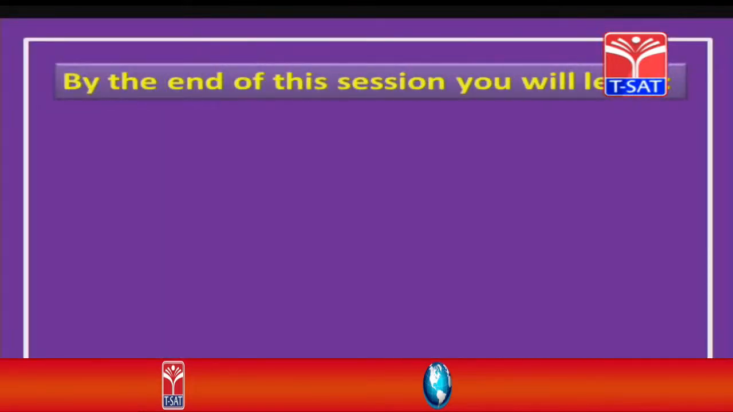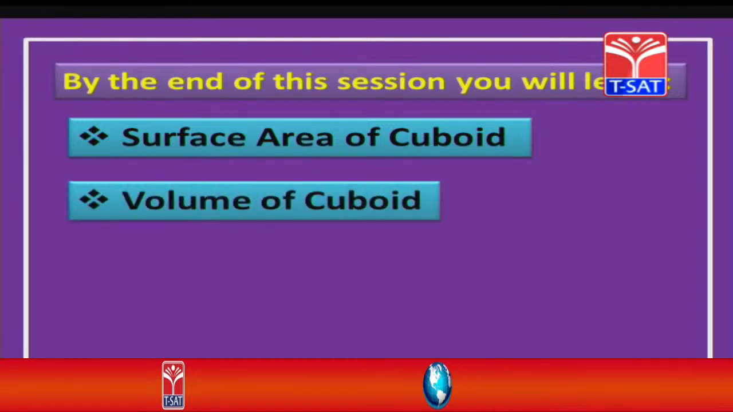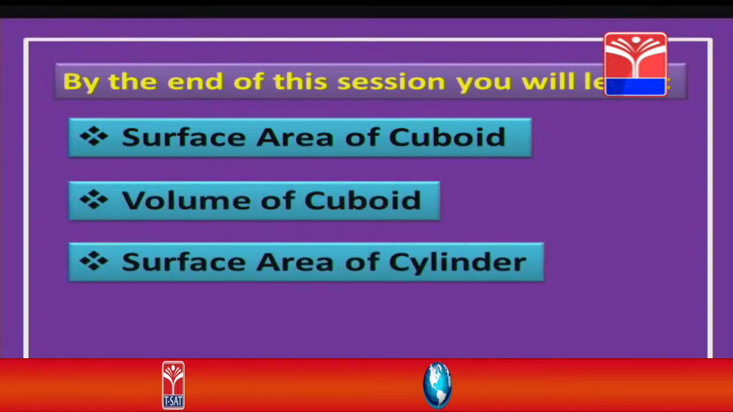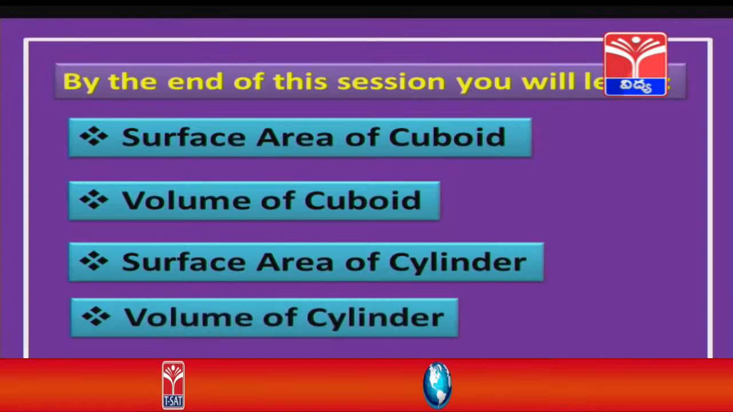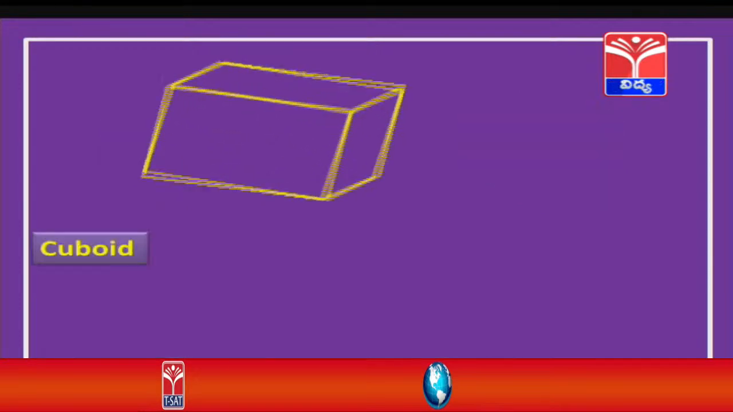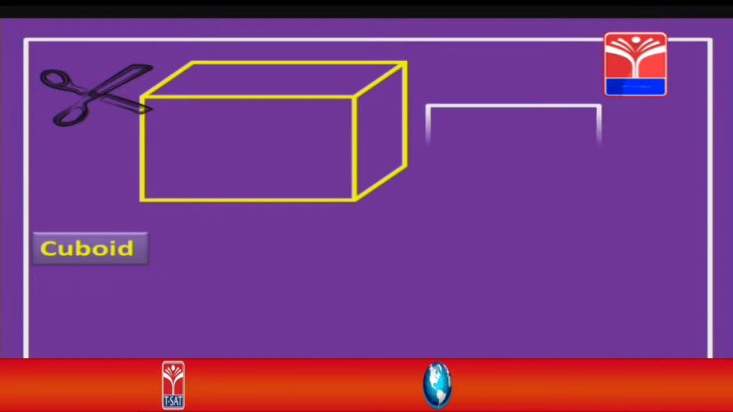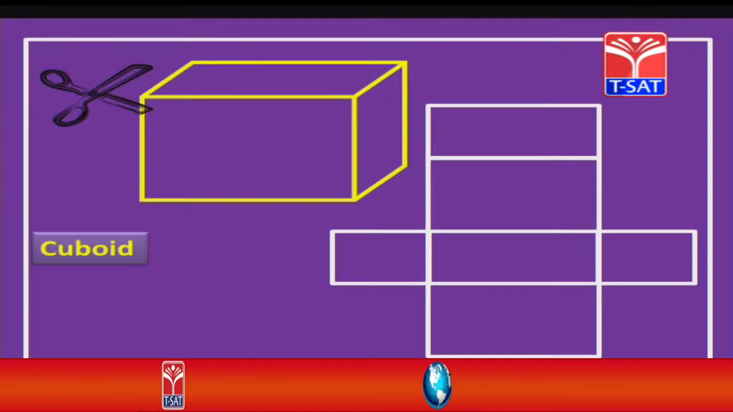By the end of this session, you will learn surface area of cuboid, volume of cuboid, surface area of cylinder and also the volume of a cylinder. So, the objects shown on your screen, a carton box, a rubik's cube, these are the shapes of a cuboid and a cube. Now, let us consider this cuboid, children. Now, let us cut this cuboid and see what happens. You are going to get a shape of this type.